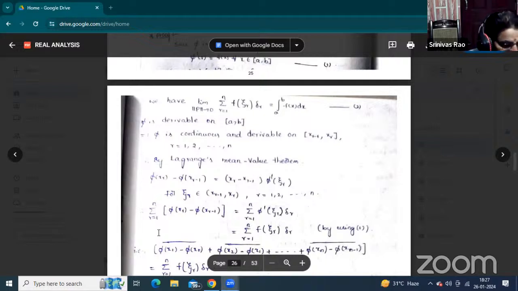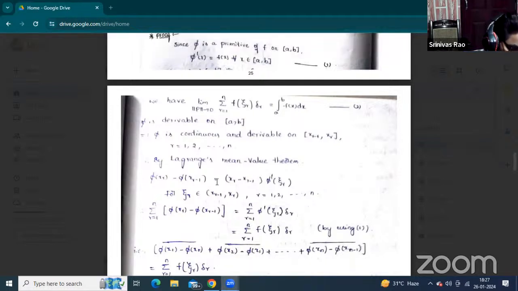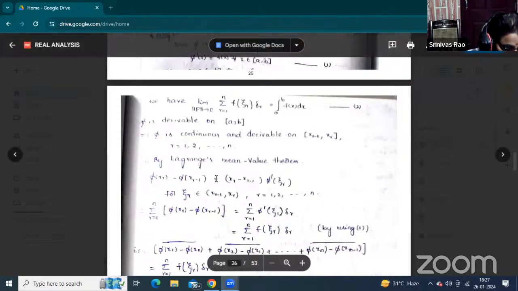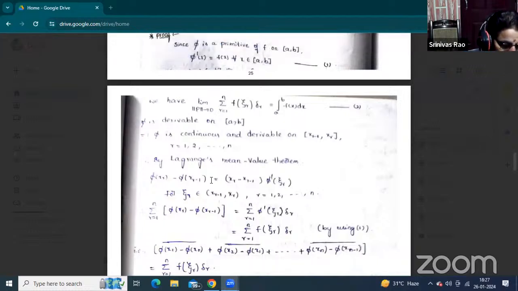Now, according to the derivable function, then f dash of c equal to f of b minus f of a by b minus a. That is the Lagrange mean value theorem. Replacing the function f by phi function, phi of x r minus phi of x r minus 1, because according to the r-th subinterval points, the b value is x r and the a value is x r minus 1.